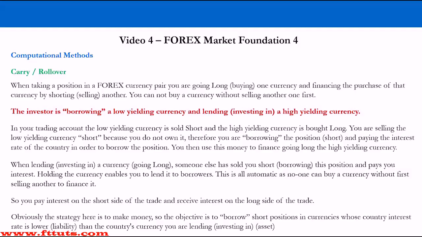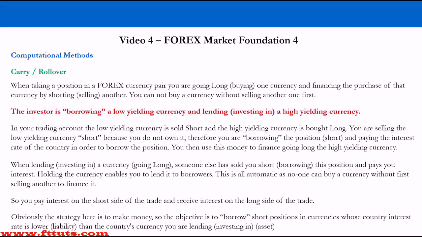And when you're lending, so investing in the currency going long, someone else has sold you short on the other side, and they're paying you interest. And holding the currency basically enables you to lend it to borrowers. It's all automatic because no one can buy a currency without first selling another one to finance it. So you pay interest on the short side of the trade and receive interest on the long side of the trade. And obviously the strategy here is to make money.